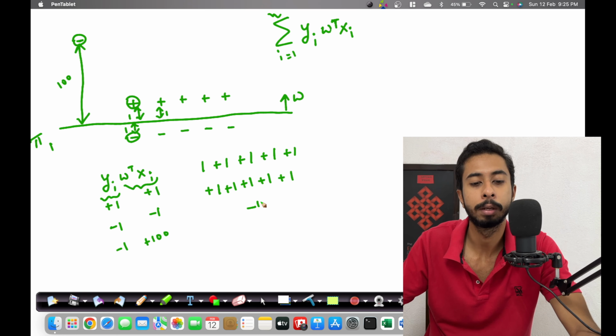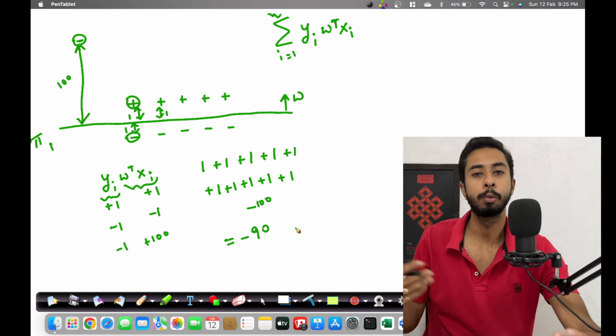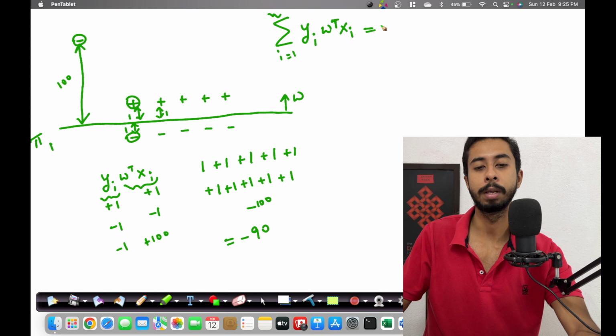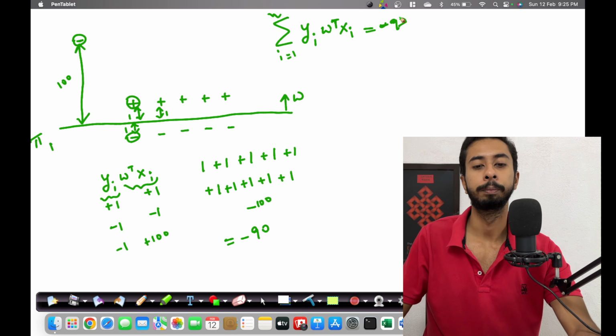So here minus 100. So what is the result? This is 5, this is 5, 10 minus 100, which is minus 90. So we got some value. This particular value is minus 90 for plane 1.